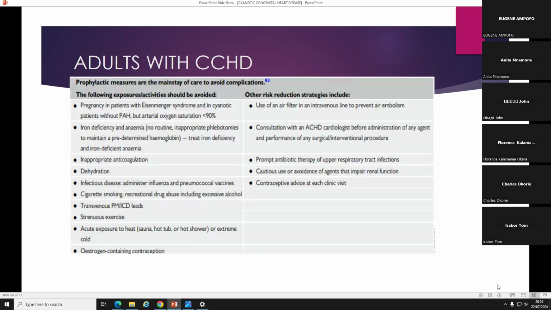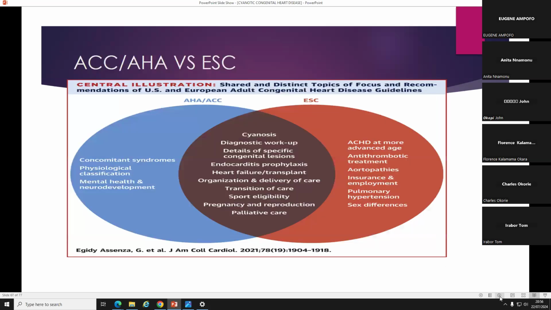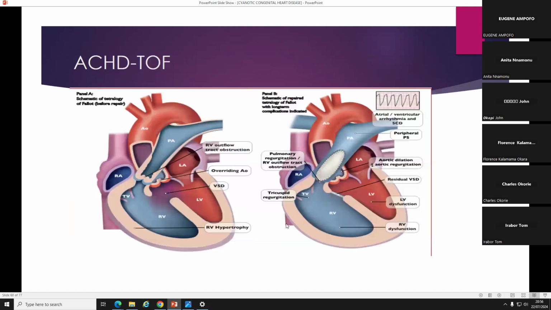Okay, I'll just skip this bit. And this is just an area of confluence between what we should be focusing on in adults with congenital heart disease, sports eligibility, pregnancy and reproduction, and so on.